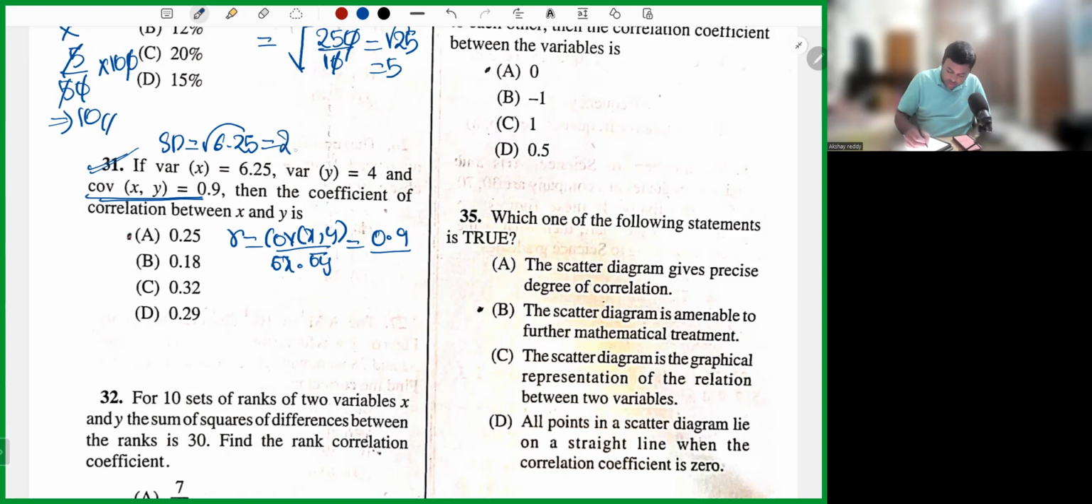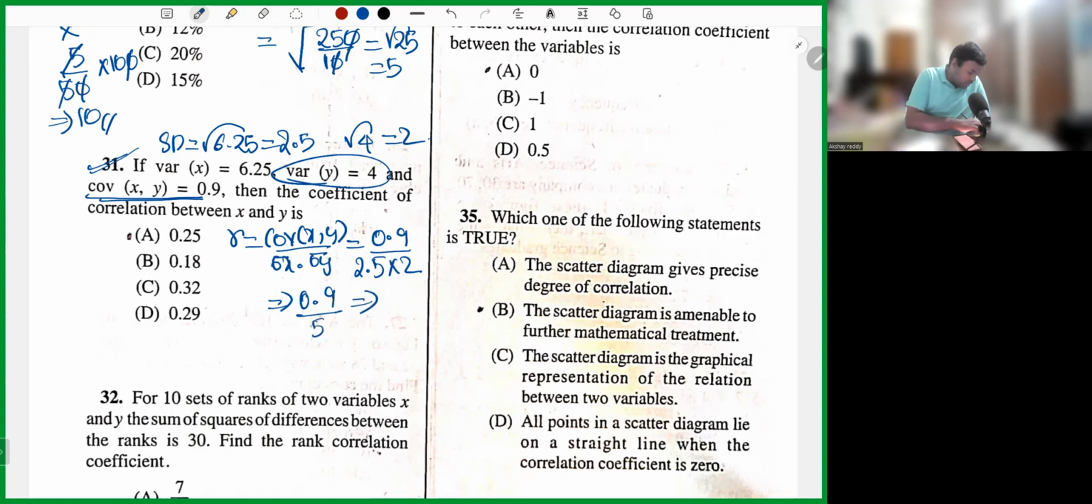which is 2.5. Root 4, which is 2. So 0.9 divided by 2.5 into 2. So 0.9 whole divided by 5. 0.18. So what's the answer, my dear friends? 0.18.